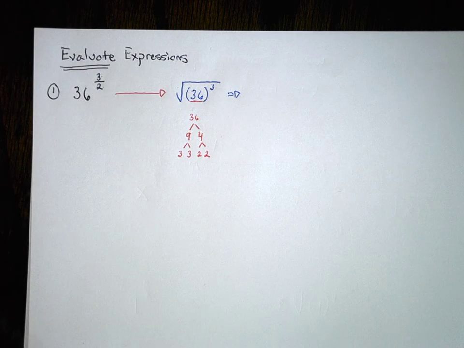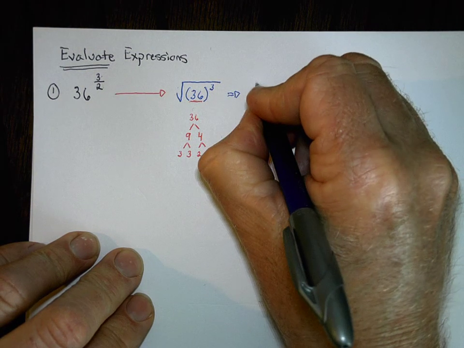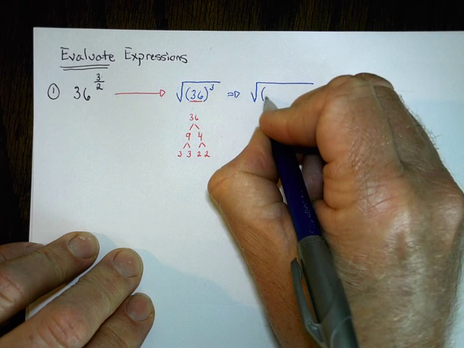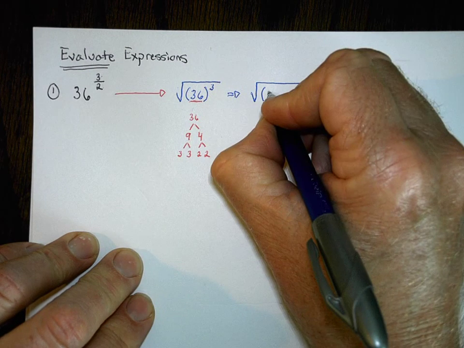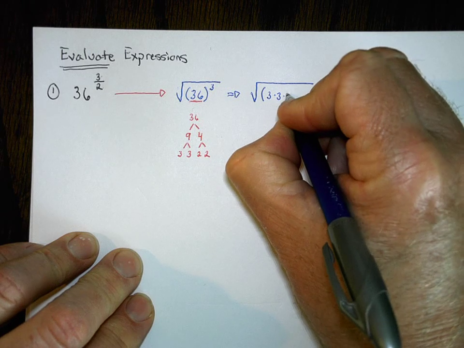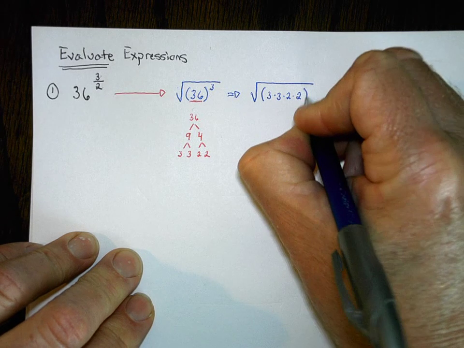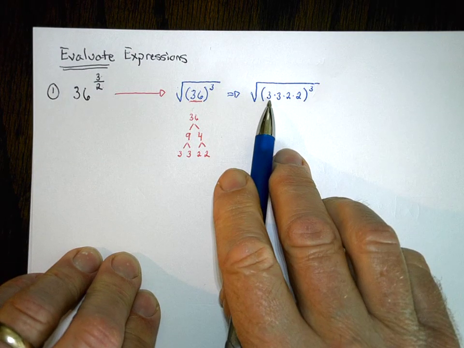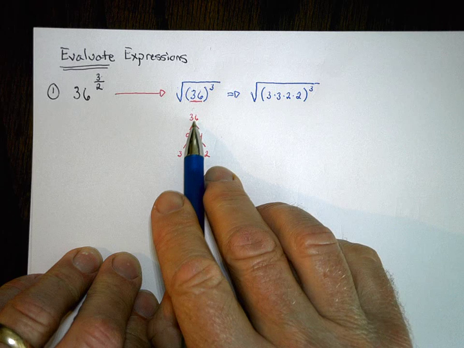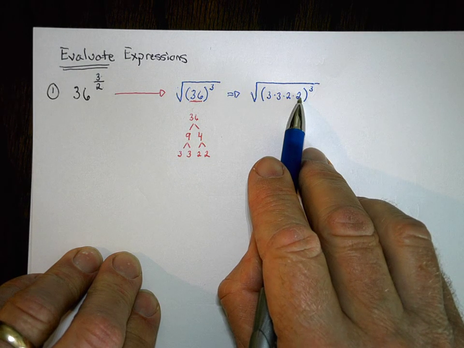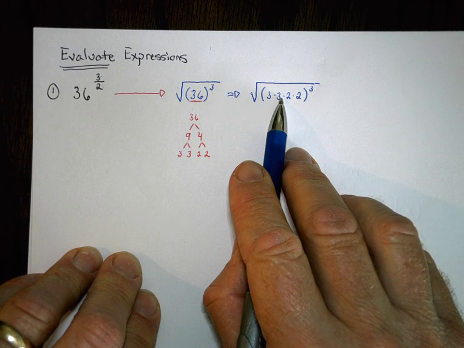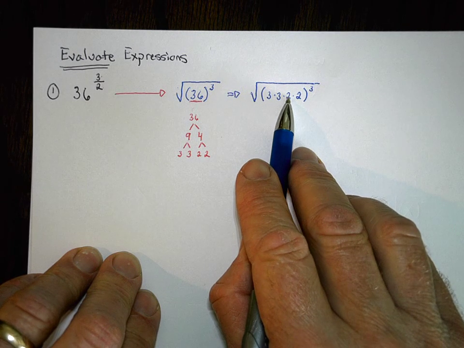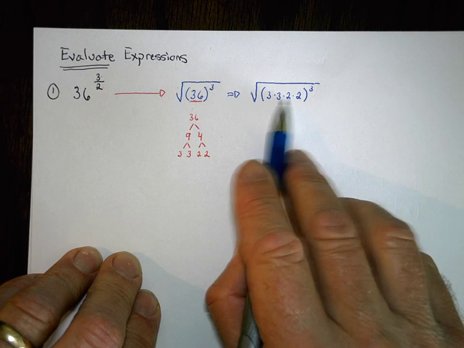What does that mean? That means that this radical, if I rewrote it in what we call its expanded form, 36 would become 3 times 3 times 2 times 2, and then it would still be to the third power. So I just took the radicand, 36, made a factor tree, and rewrote 36 in its expanded factored form. If you multiplied this back out, 3 times 3 is 9, 9 times 2 is 18, 18 times 2 is 36.